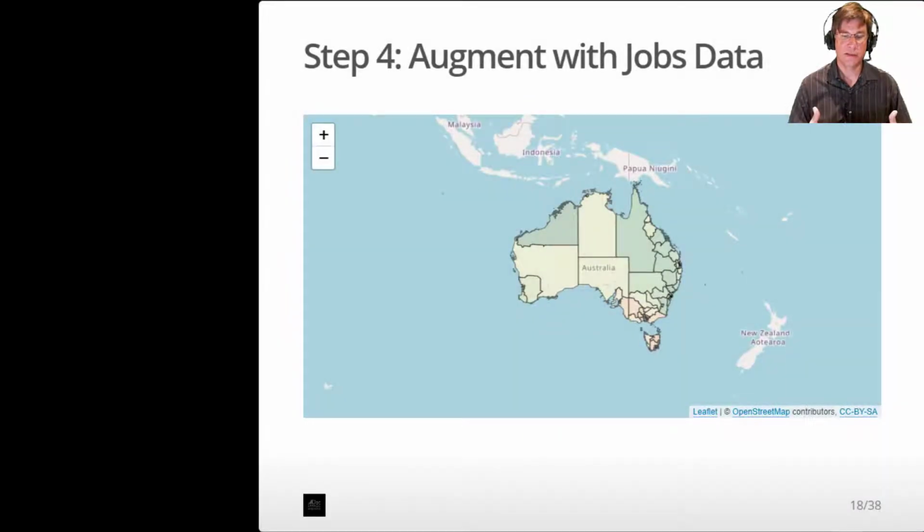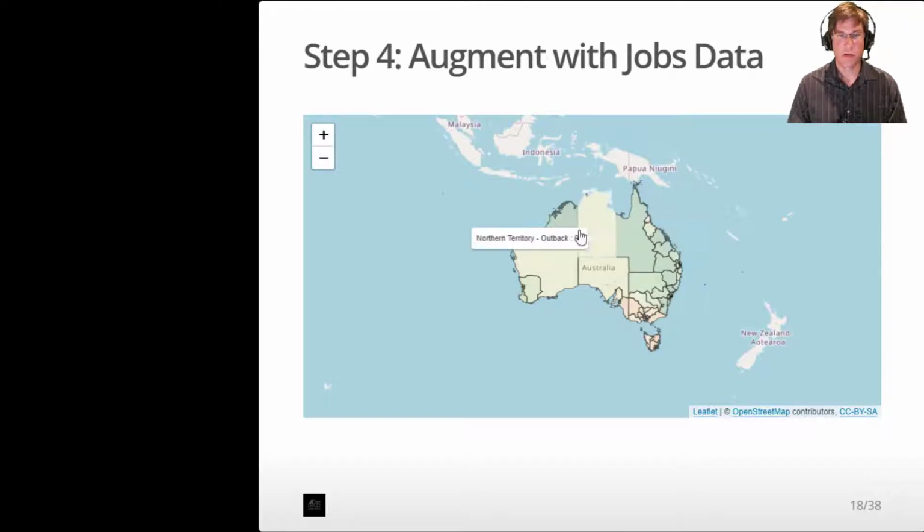Then the next step is, because I have this job data by SA4, I can use those values to create this color map of Australia. Now this is data from the 8th of August 2020, and during that time Melbourne was still in lockdown, whereas the rest of the nation had mostly opened up.